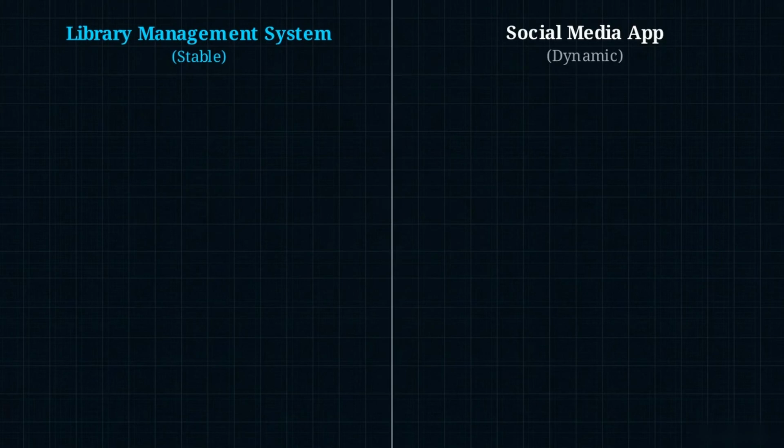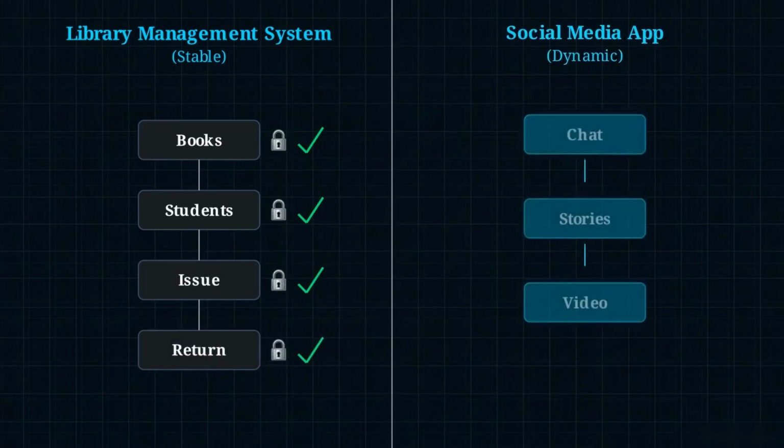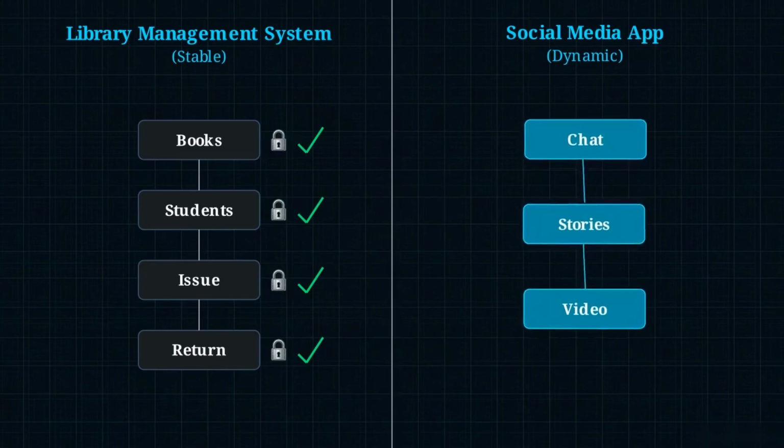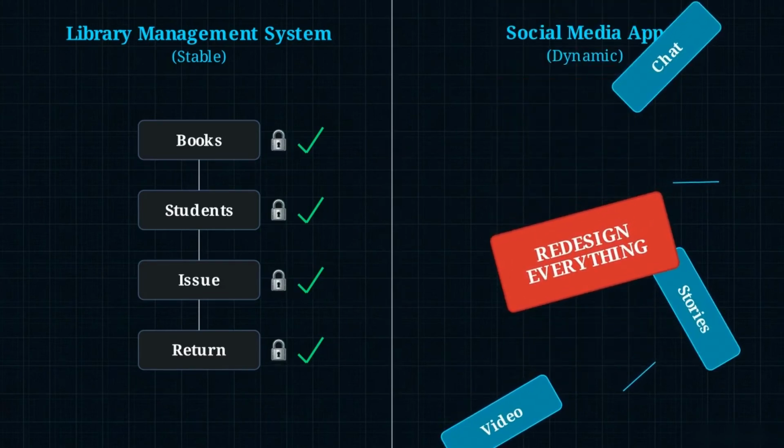On the left is a college library management system. The features, books, students, issuing, returning, are fixed. On the right is a new social media app. The features are chaotic, shifting from chat to stories to complete redesigns based on rapid user feedback.